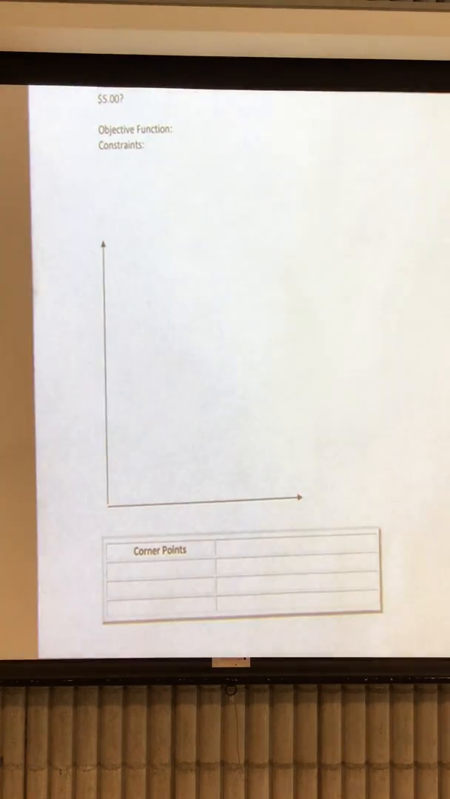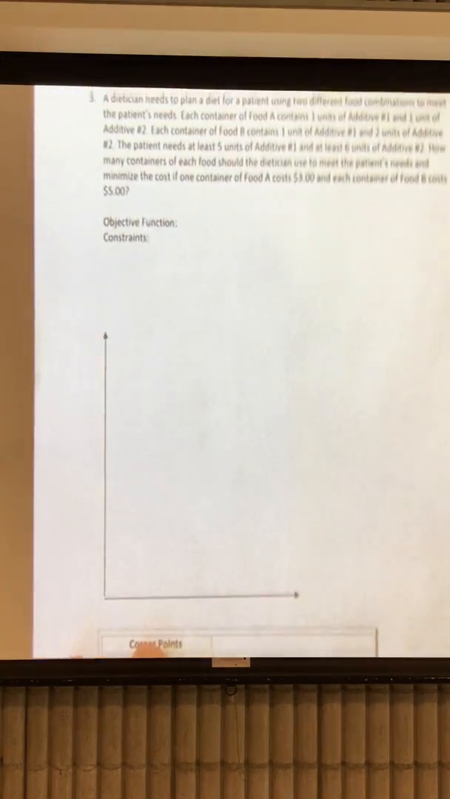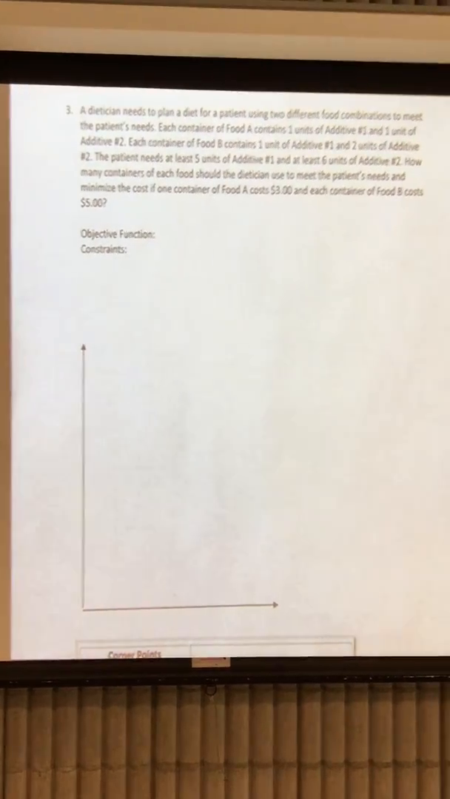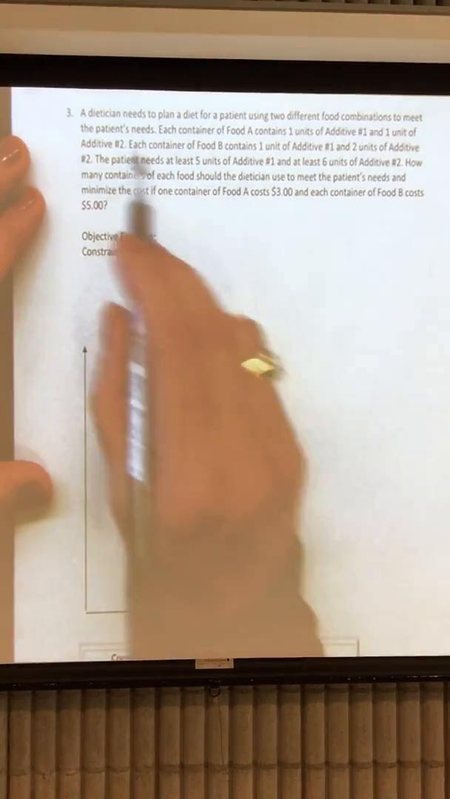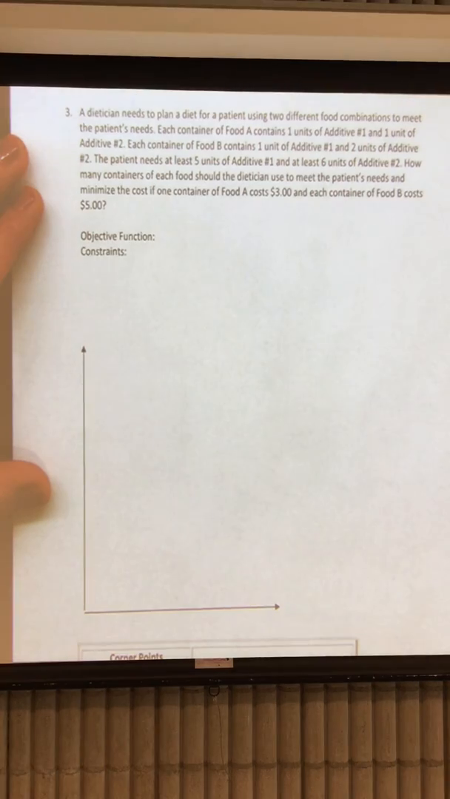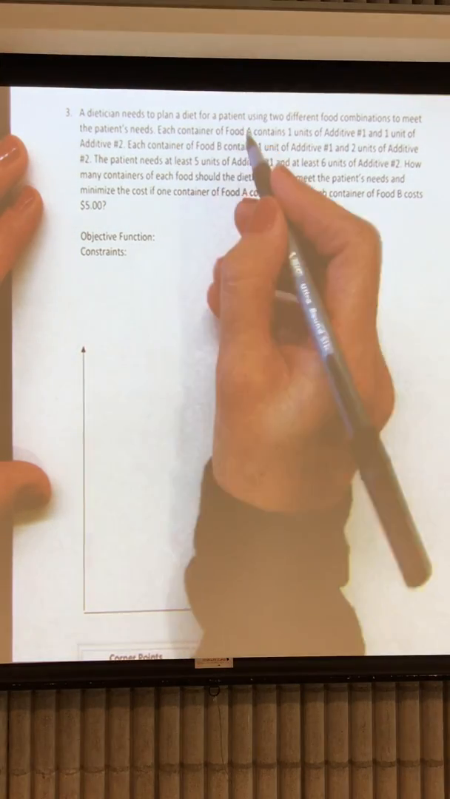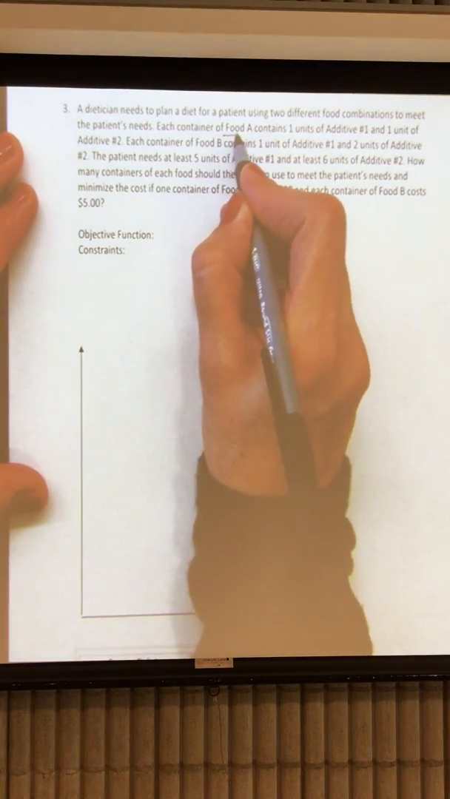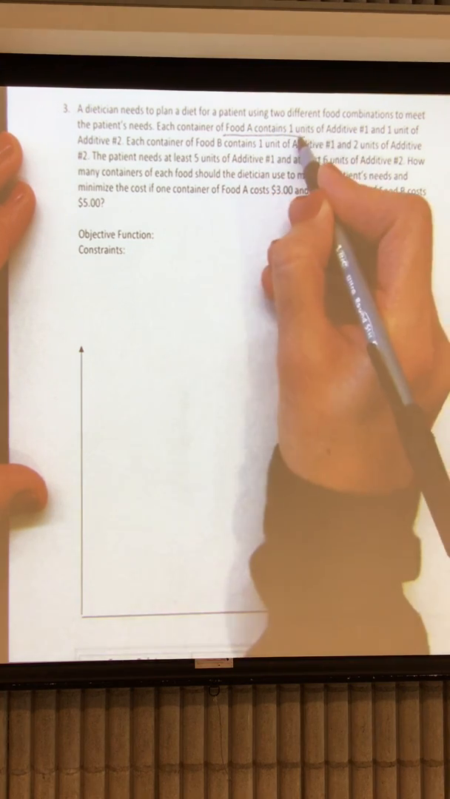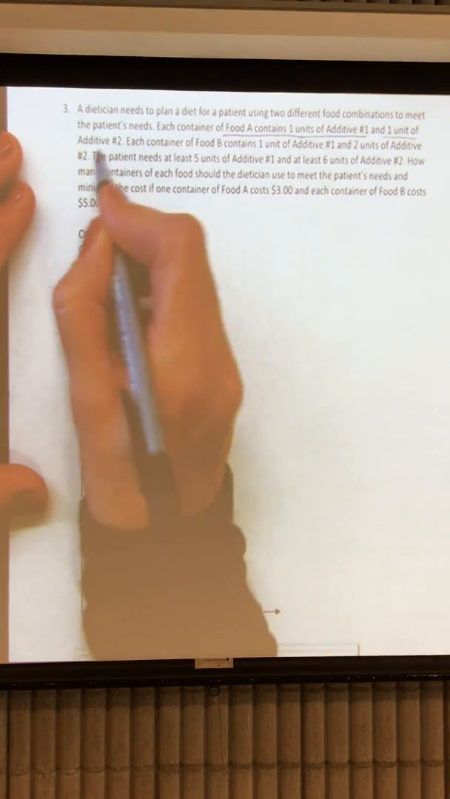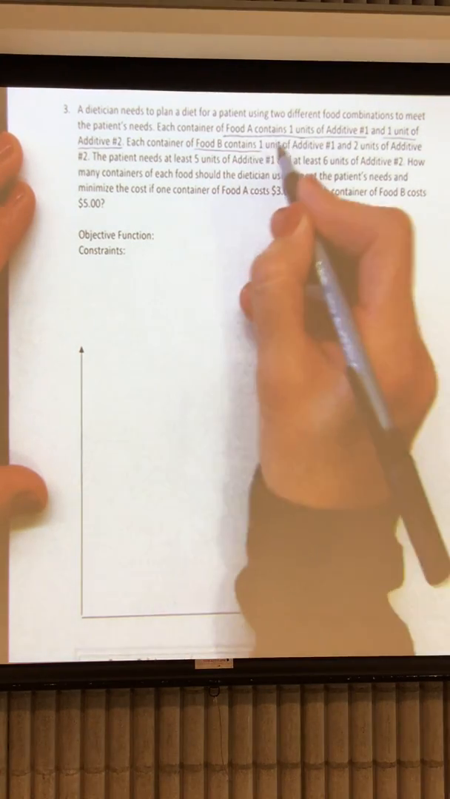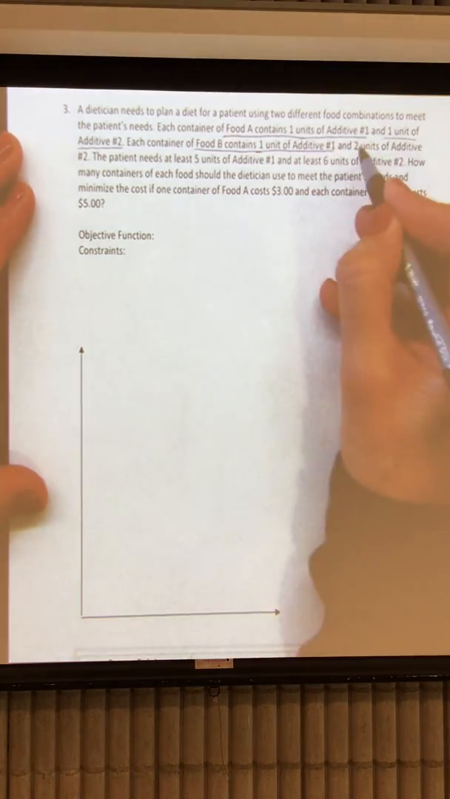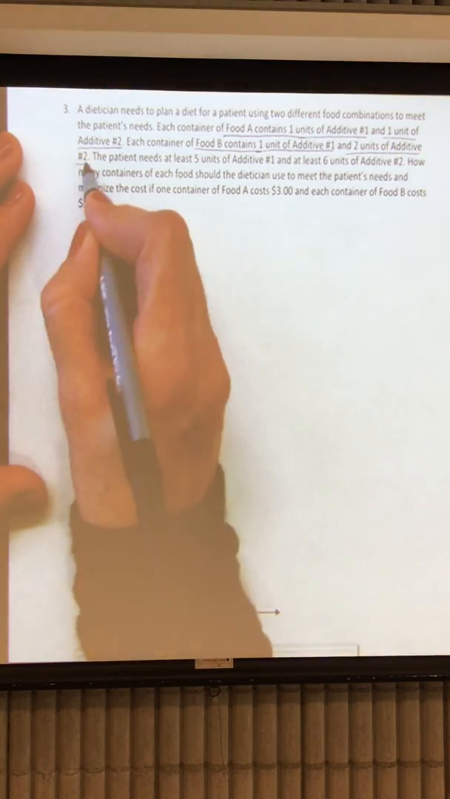Now let's look at number 3. Here we have a word problem. So let's read this word problem carefully, and let's determine what our objective function and our constraints are. So here you have a dietitian that has 2 foods. Container A has 1 unit of additive 1 and 1 unit of additive 2. Container B contains 1 unit of additive 1 and 2 units of additive 2.